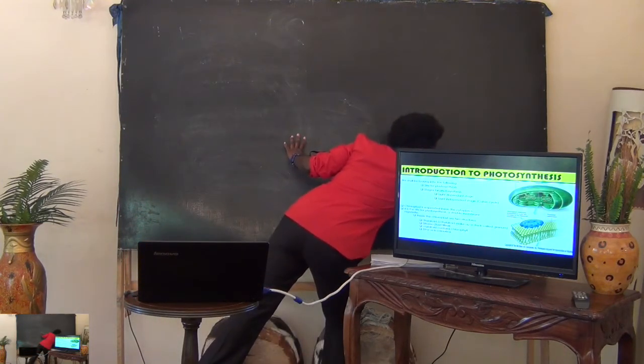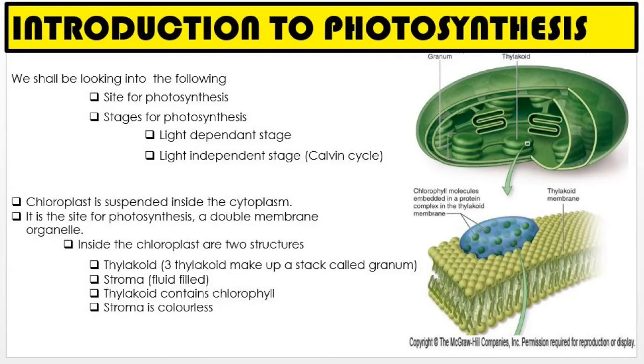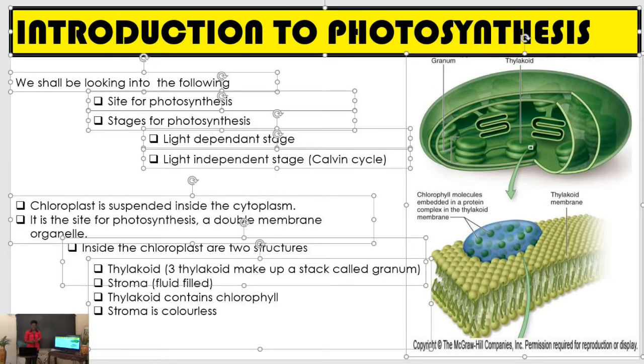What we are talking about, what I will do is just to write down some of the things that are on the presentation, and then we'll go back onto the presentation and begin to break it down according to the points on the presentation. You realize that when you talk about photosynthesis, the first thing that you should think about is the issue of the site for photosynthesis. Where exactly does photosynthesis happen? And the next thing that you need to know is what are the stages involved as far as the process photosynthesis is concerned.